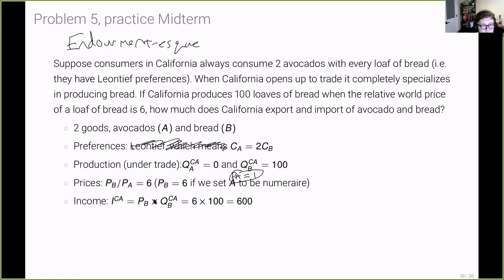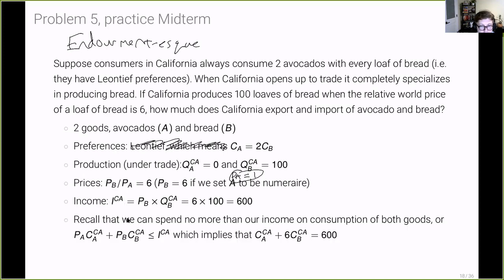For the income for California, it's just whatever it's endowed with times its price. It has 100 units of bread, and the price is 6. And so California's income is 600. Now that I have prices and income, I can solve for what consumption should be. Solving for consumption is going to be a little bit different here than when we have Cobb-Douglas utility. But the identity we can use is that our expenditures on both goods can be no larger than our income.